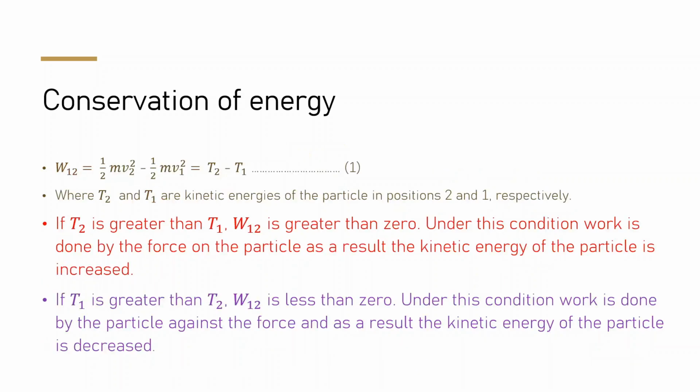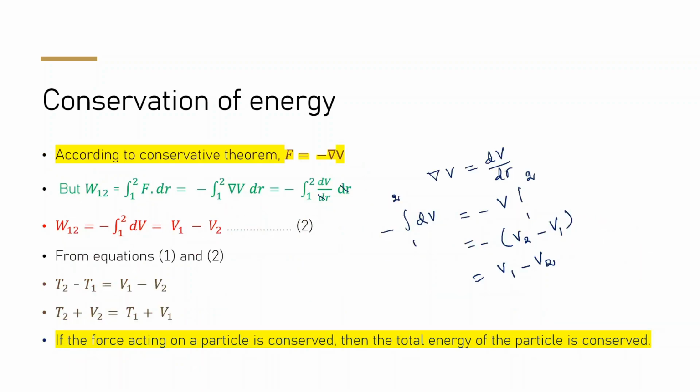In the previous case we arrived at W12 equal to T2 minus T1. Then from these two equations you can write T2 minus T1 equal to V1 minus V2. Then T2 plus V2 equal to T1 plus V1 equal to constant. Here T plus V is our total energy. This is kinetic energy, this is potential energy. If the force acting on a particle is conservative, then the total energy of the particle is conserved. That's all about our conservation of energy.